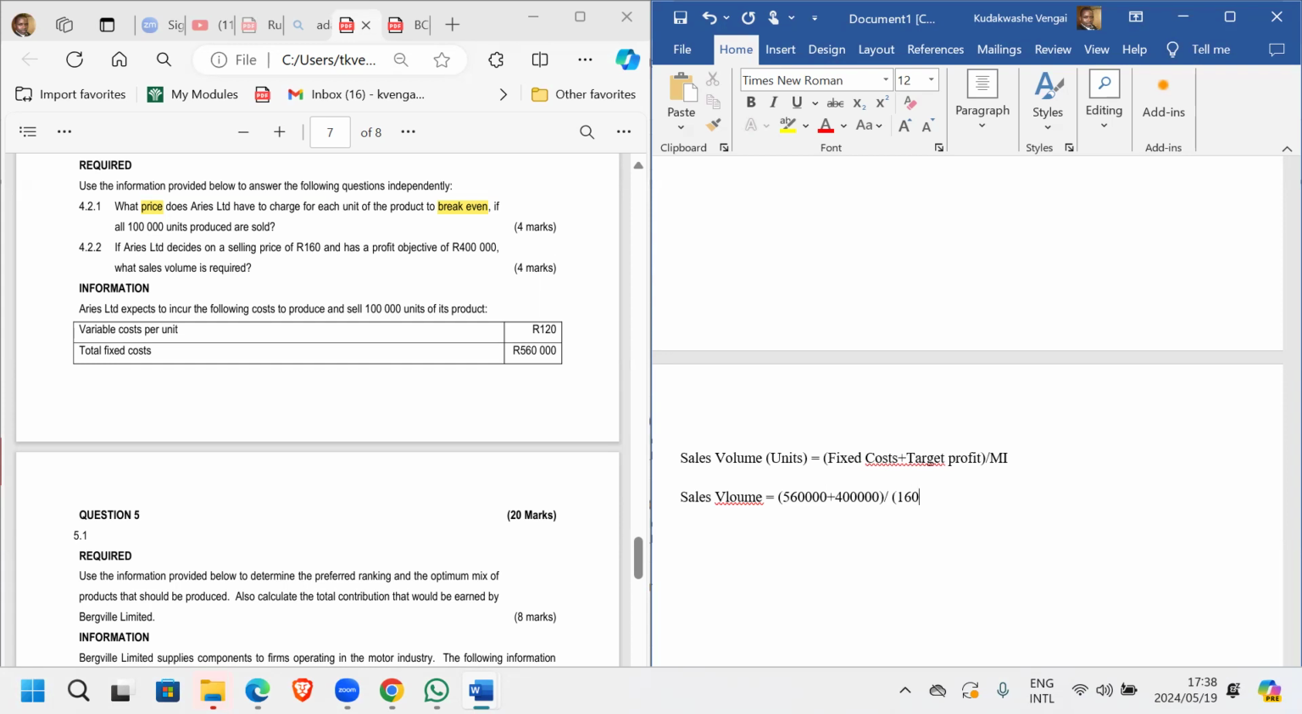160 minus 120, because we are told that the price is going to be that, right? So sales volume is equal to 560 plus 400,000, which is 960, divided by 160 minus 120, that's 40. So we get here 24,000.